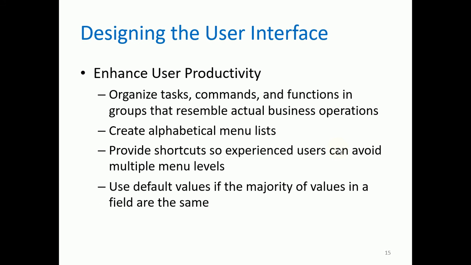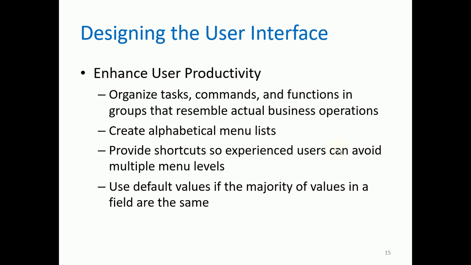So next is we have enhance user productivity. Organize tasks, commands, and functions in groups that resemble actual business operations. So let's go back, for example, to the menu of Microsoft Word. So we have the file, edit, insert, then format. So they have this category. So it's easy for you to find, oh, if you're going to put colors, background graphics for your document, you're going to go to format. Or for example, you want to change the font. Sometimes it's home, it's also in the format. So they're already categorized for you to better understand and for easier navigation of the user interface.